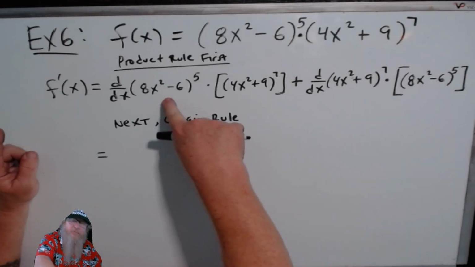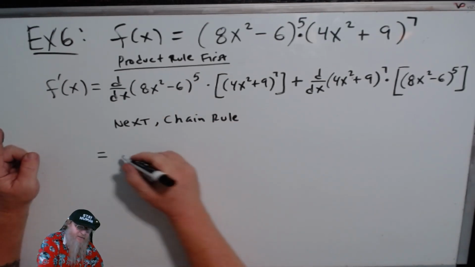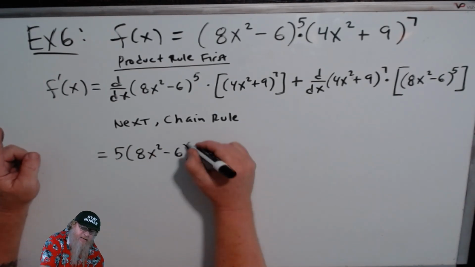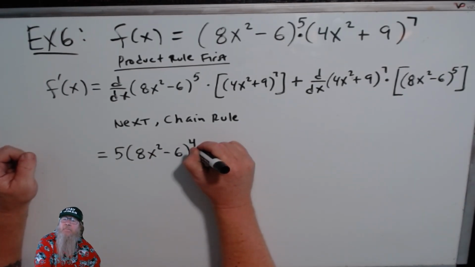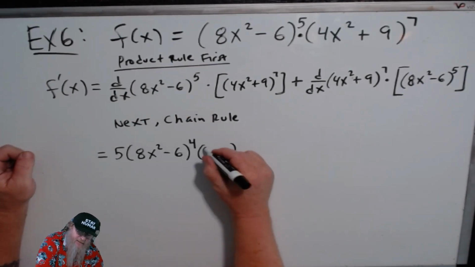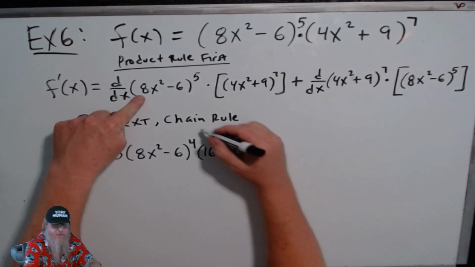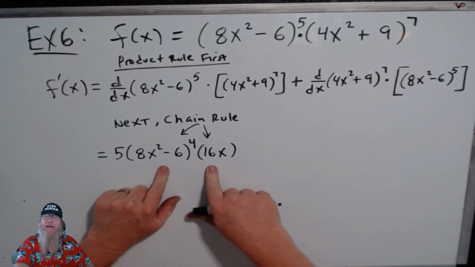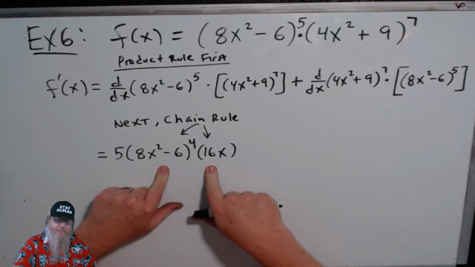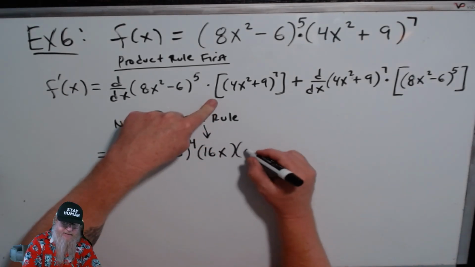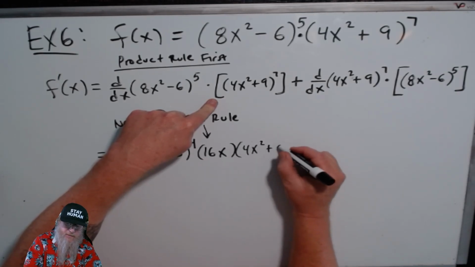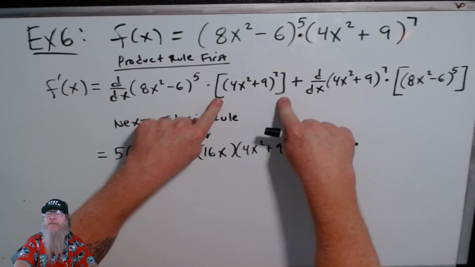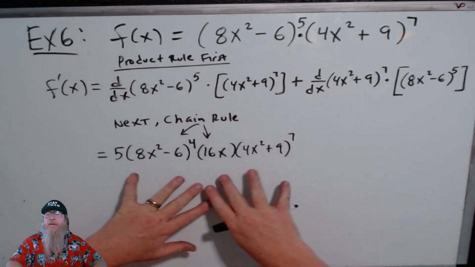The derivative of the first piece, that's going to be 5, 8x squared minus 6 to the fourth times 16x. So that's the chain rule. Going right back to example 1. Now I'm going to get rid of these extra brackets here. 4x squared plus 9 to the 7th. I was using these extra parentheses to keep these separate from each other. Now they're all combined together.